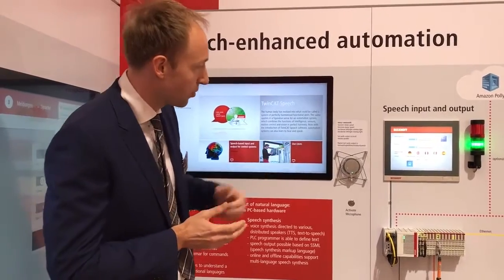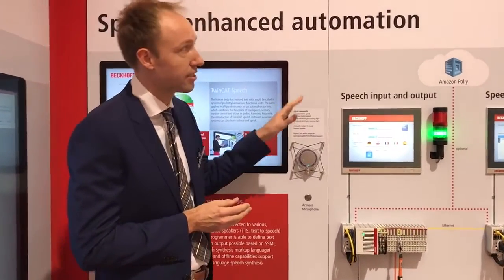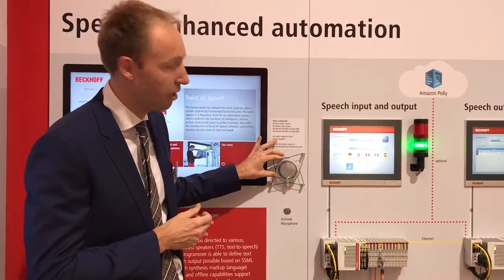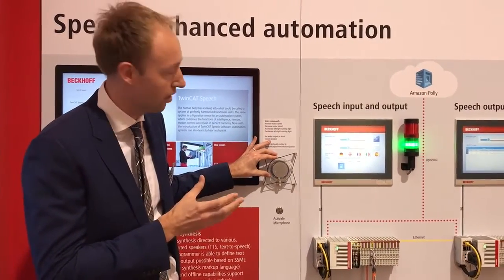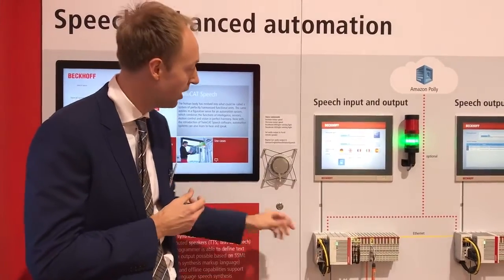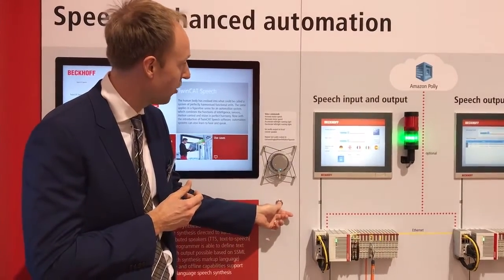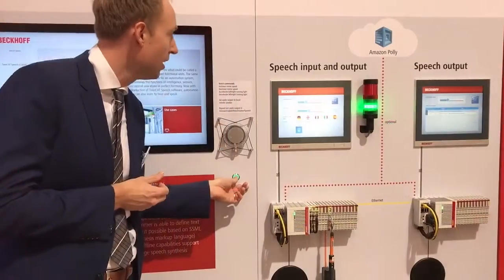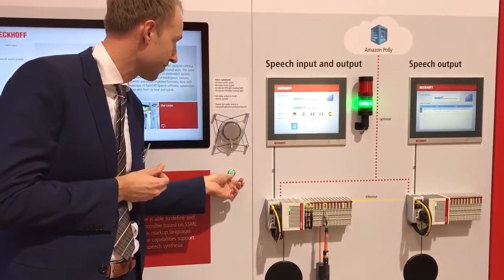So here with Quick Speech, on this demo wall, I can issue several voice commands. I have a microphone here, which we have just connected via USB to our industrial PC, to our industrial controller. And I can activate the microphone now and give commands to the PLC. I can say, for example, increase motor speed.